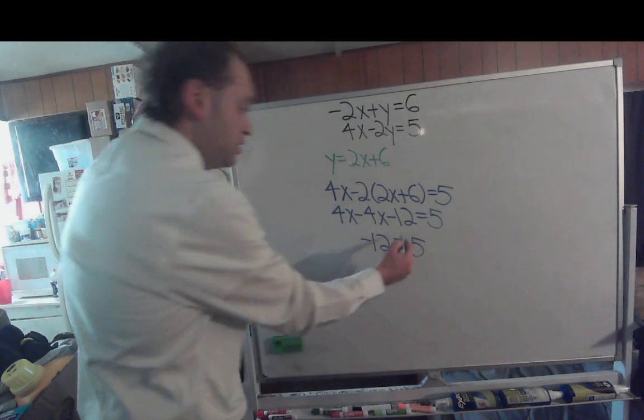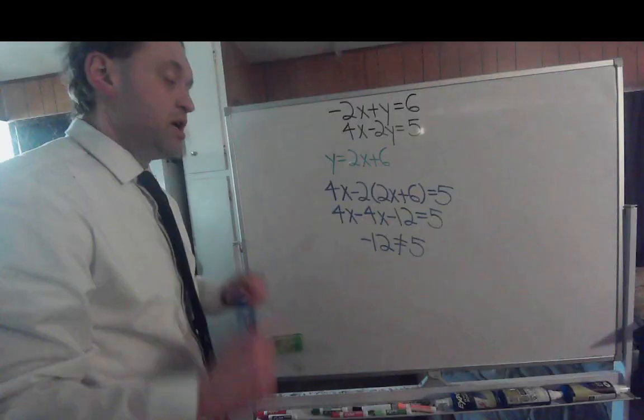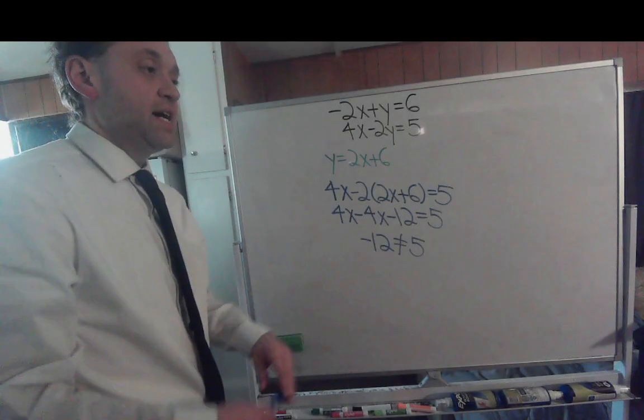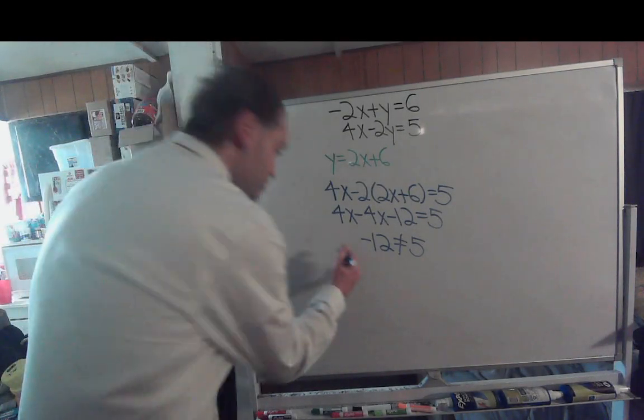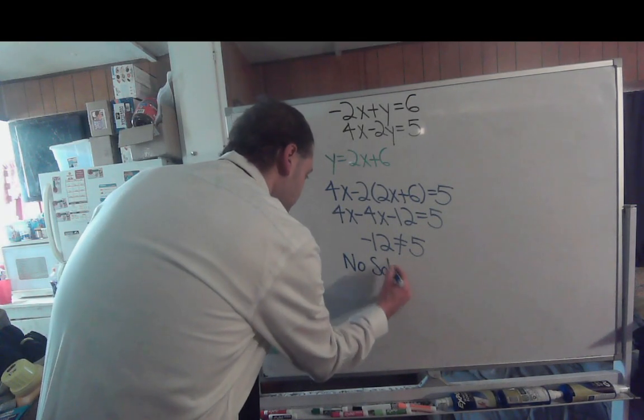Well, negative 12 certainly doesn't equal 5. Okay, so what does that mean? When you get a false statement, where the left side does not equal the right side, that means there's no solution. There is no solution to this system of equations.